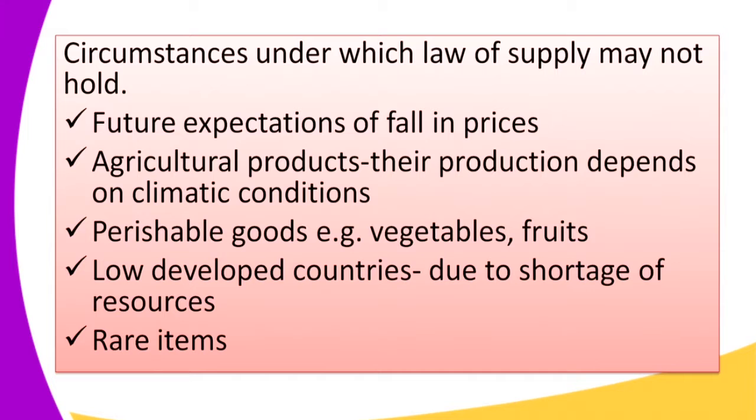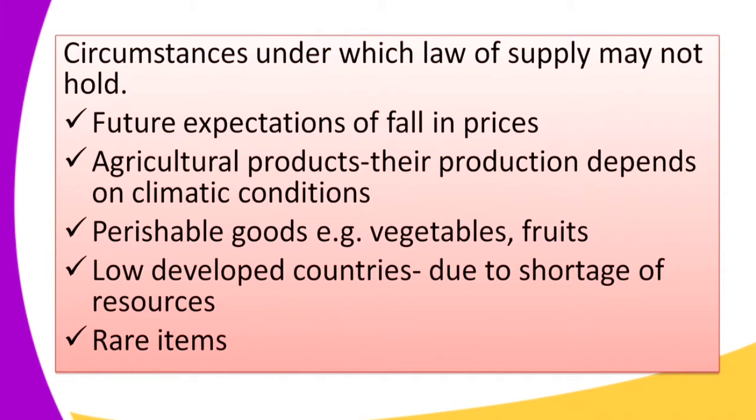The other one is agricultural products. You find that agricultural products production depends on climatic conditions. Like now, if the fruits have seasons, when the given fruit is in season, you find that more is supplied during that time because it is in season. But it's not supplied more because the prices are high. So that one goes against the law of supply. The other one is perishable goods like vegetables and fruits. So if goods are highly perishable, they are supplied more before they go bad, not because the prices are high.